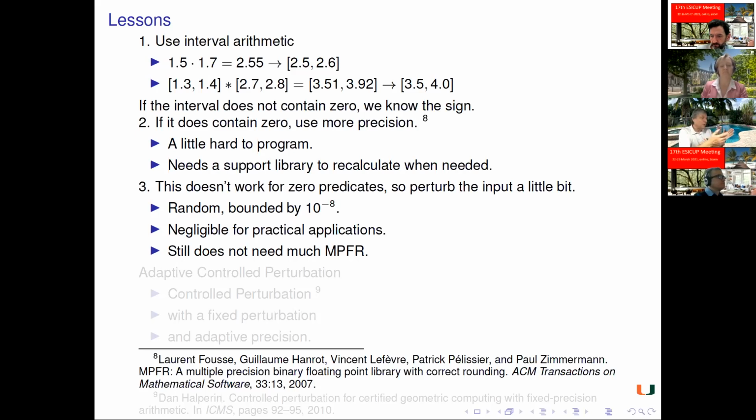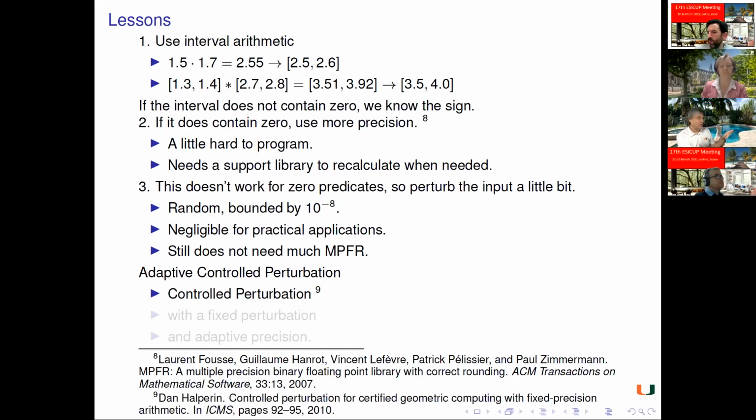And so the overall running time doesn't increase by more than 20% from using MPFR. So we call this adaptive controlled perturbation. It is based on something older called controlled perturbation that did a large enough perturbation to guarantee that the predicate could be calculated in double precision. But sometimes that required a non-negligible perturbation, bigger than was practical. So we said, oh no, let's use a fixed perturbation of 10 to the minus 8, which is negligible, and then use additional precision when necessary. And it turns out that that works great and doesn't increase running time by more than maybe 20%.